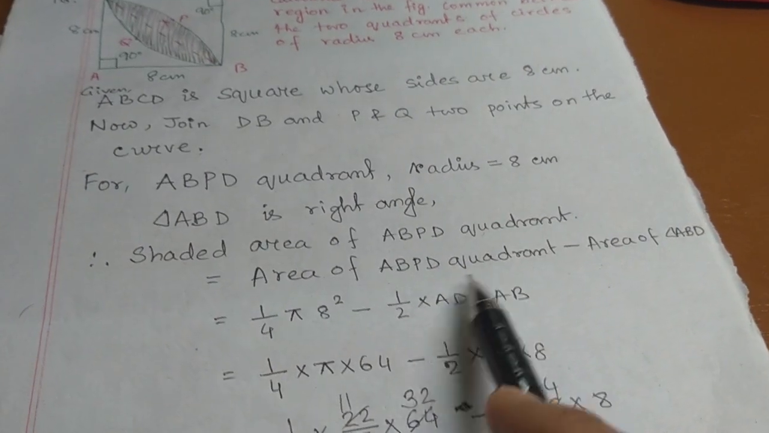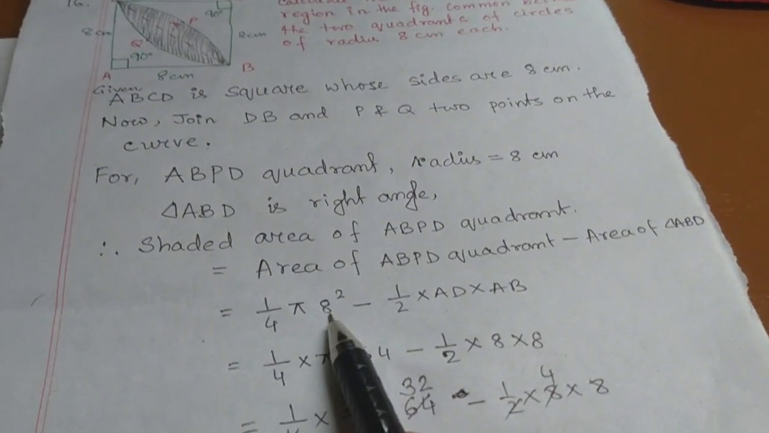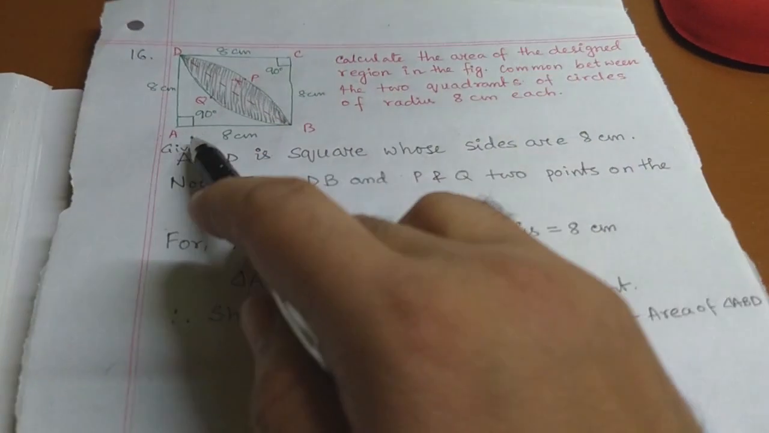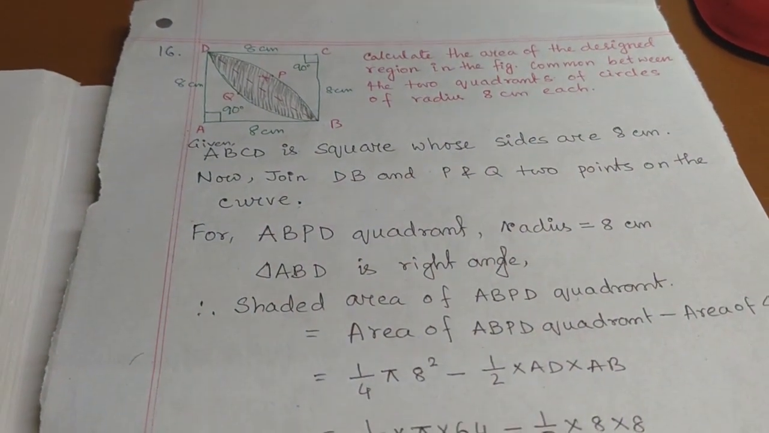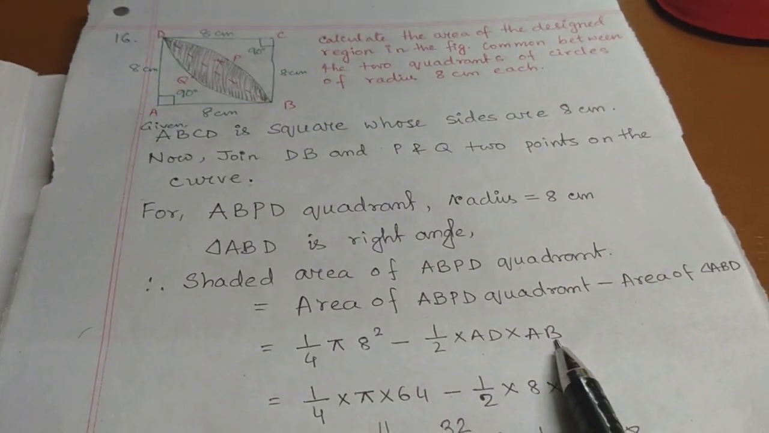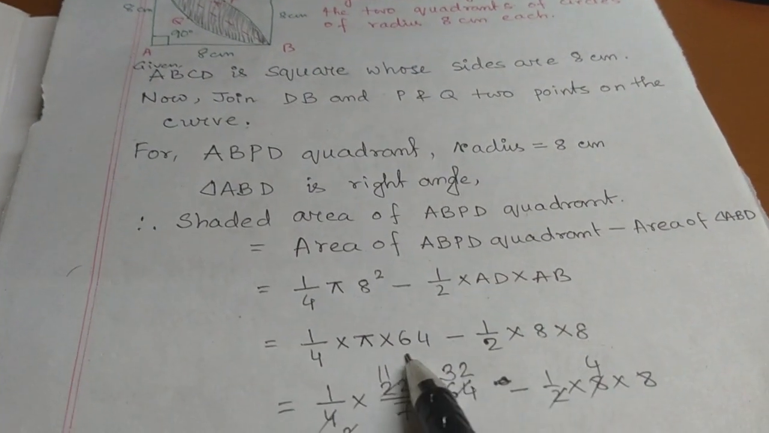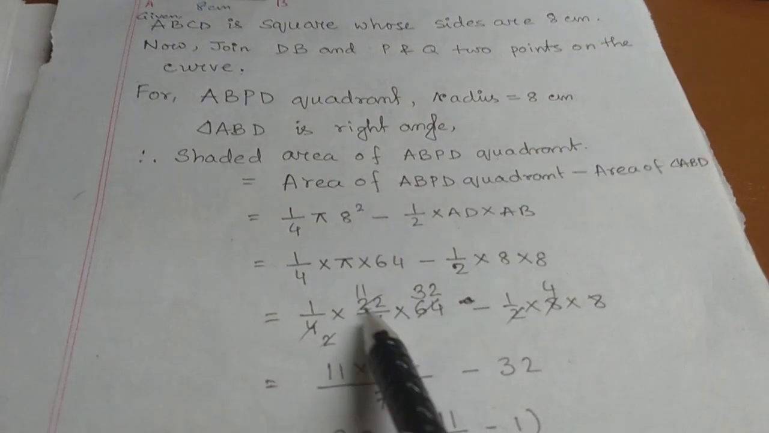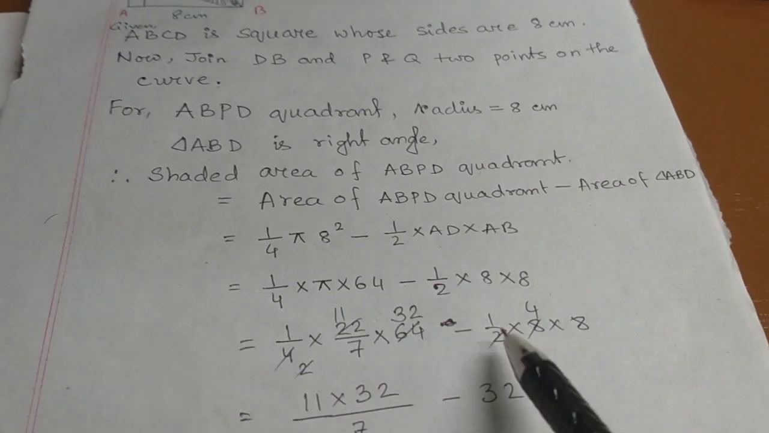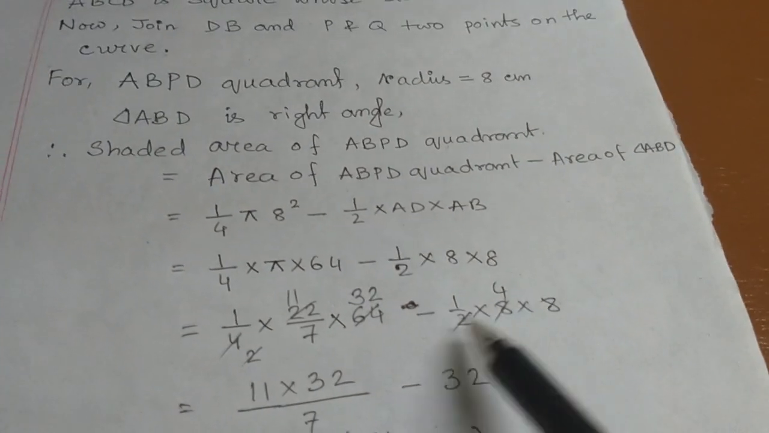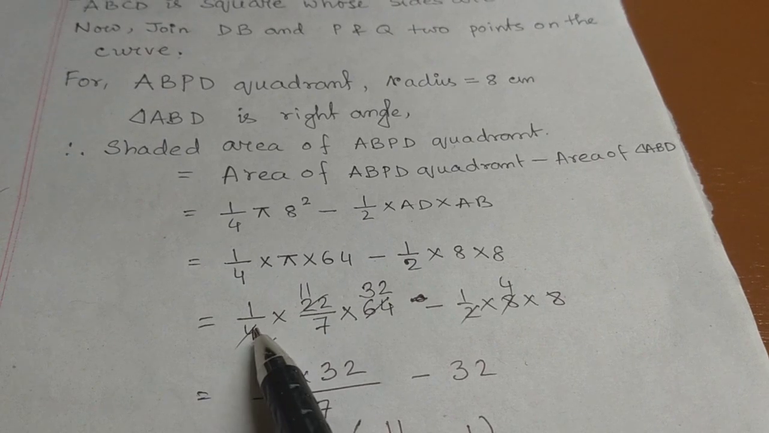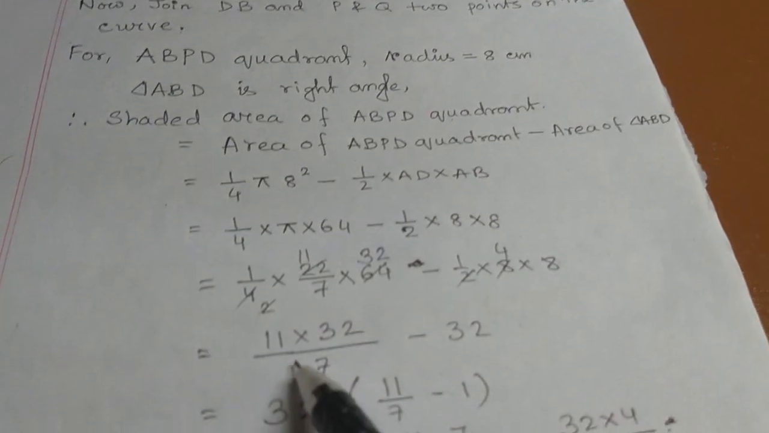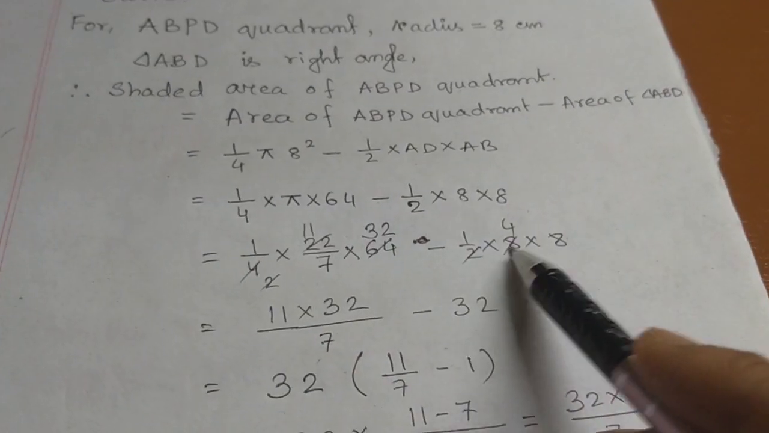So what is the area formula of a quadrant? We know it is 1 by 4 pi r square. Here r is 8, so 8 square, minus half into AD into AB. Why? For a right angle triangle, area is half into base into height. So AD into AB. Now putting the values, 8 square is 64, and AD value is 8, AB value also 8. Next line, I put pi equal to 22 by 7. So 1 by 4 into 22 by 7 into 64 minus 1 by 2, 8 into 8. So 2 and 8 cancel, it will be 4. Here if we cancel with 2, it will be 32, and 2 with 22 will be 11. So here the first term we have is 11 into 32 by 7, and here 4 into 8 is 32.